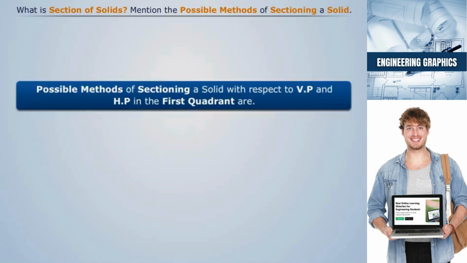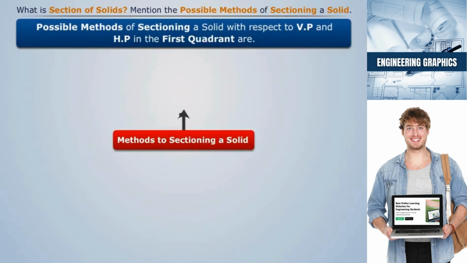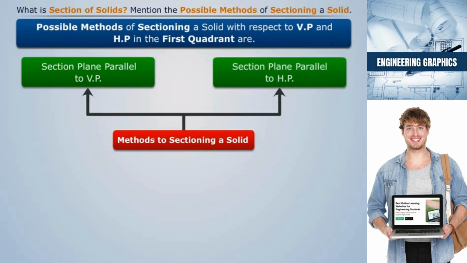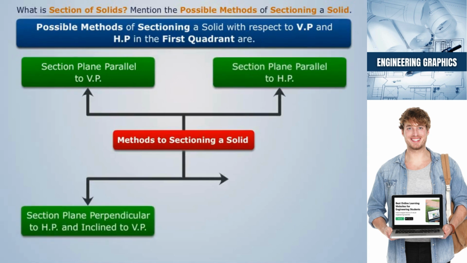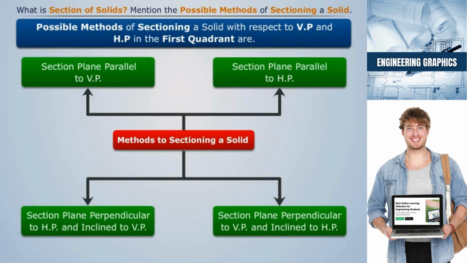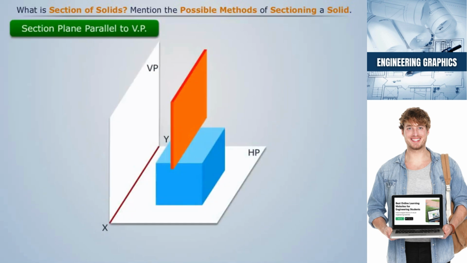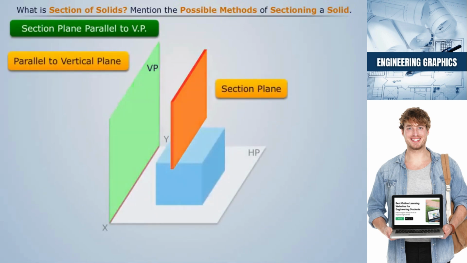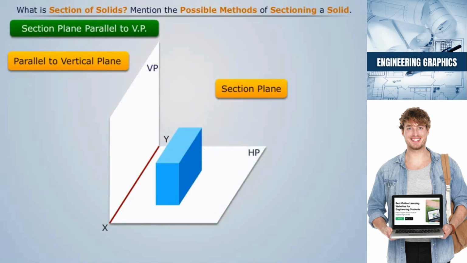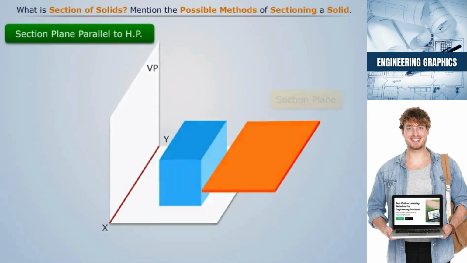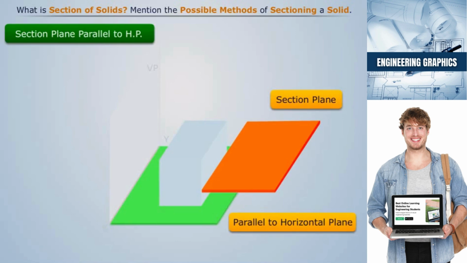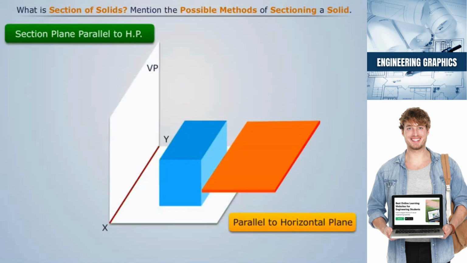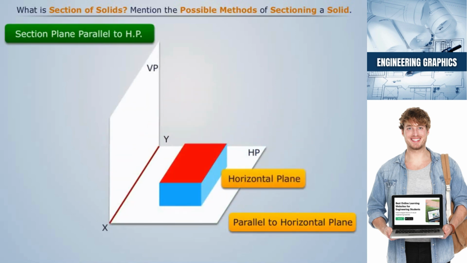The possible methods of sectioning a solid with respect to VP and HP are: if the section plane of a solid is parallel to the vertical plane, then we get the hidden views on the vertical plane. If the section plane of a solid is parallel to the horizontal plane, then we get the hidden views on the horizontal plane.